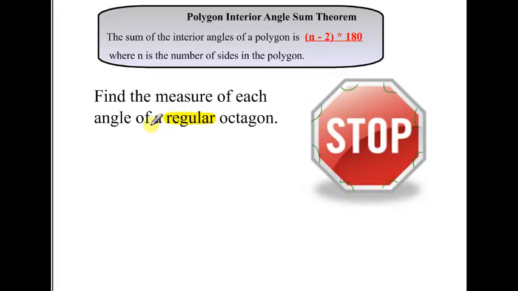Well, how do I do that? Again, I'm going to use my interior angles. All those angles together, and there are 8 of them, they all add up to what total? With my formula, I can say 8 minus 2 times 180. 8 minus 2 is going to give me 6, and 6 times 180 is 1080.